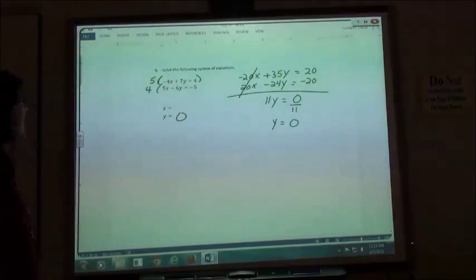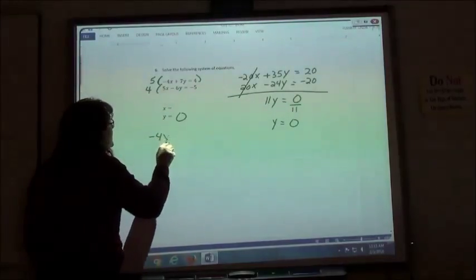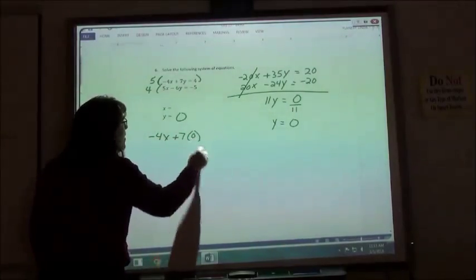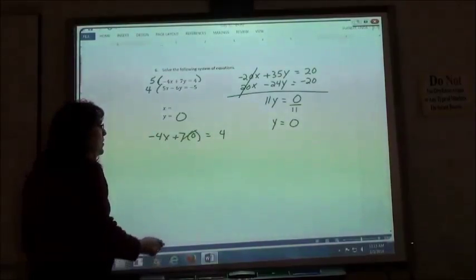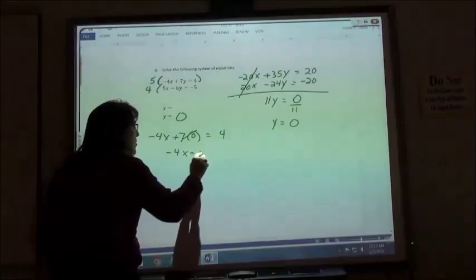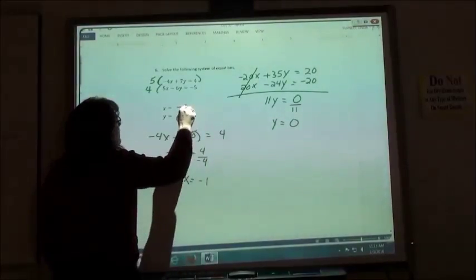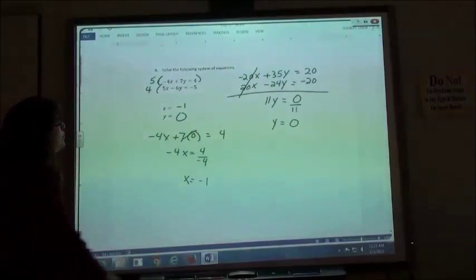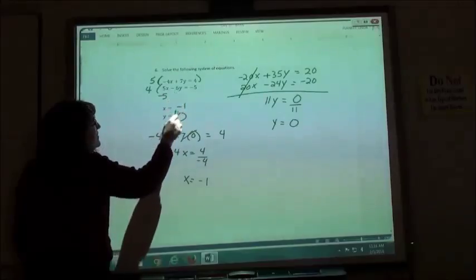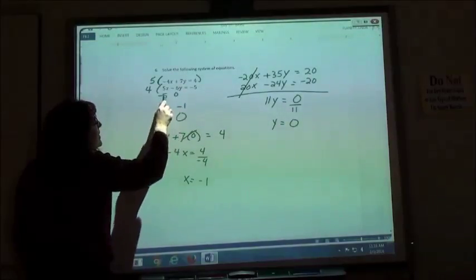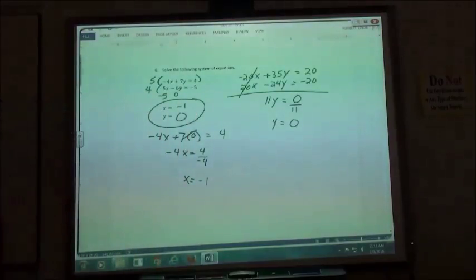I want to find my x value. I'm just going to use my top equation. Negative 4x plus 7 times the y value, which is 0, equals 4. Well, 7 times 0 is 0, so negative 4x equals 4. Dividing by negative 4, x equals negative 1. Again, just quickly double checking. 5 times negative 1 would be negative 5. Negative 6 times 0 is 0. Negative 5 plus 0 is negative 5. Yep, it checks out.